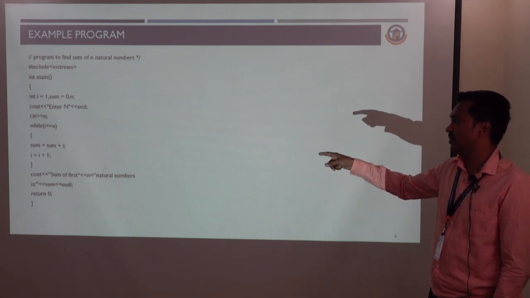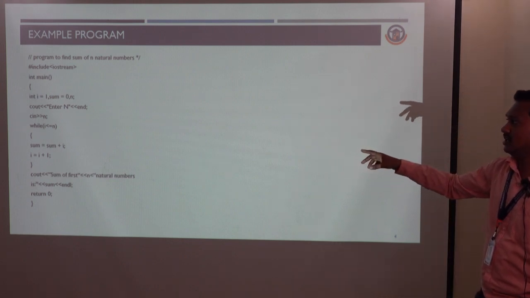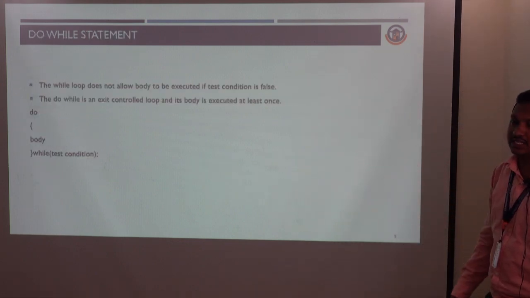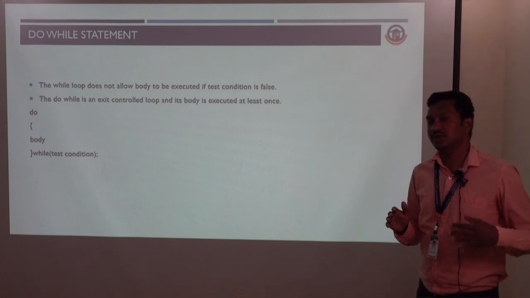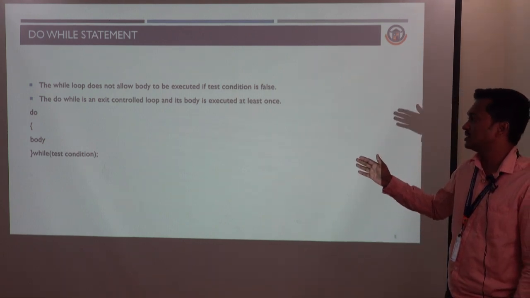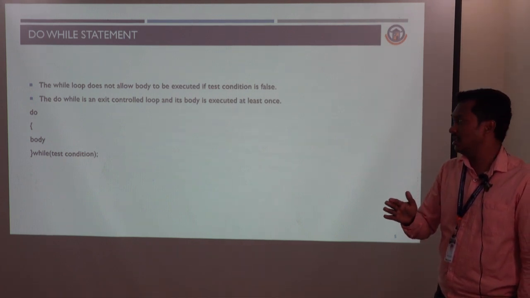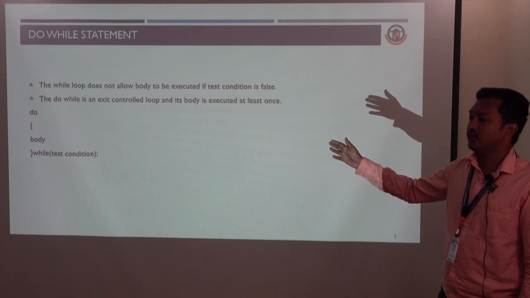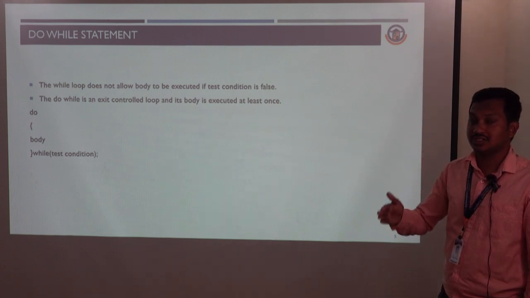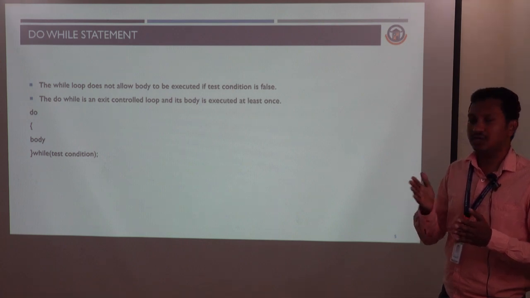So this is the example for n value as 1. Next, the do while statement. What is the difference between while and do while? While is the entry control loop and do while is the exit control loop. In while, the condition will be checked initially. In do while, the condition will be checked at the last.